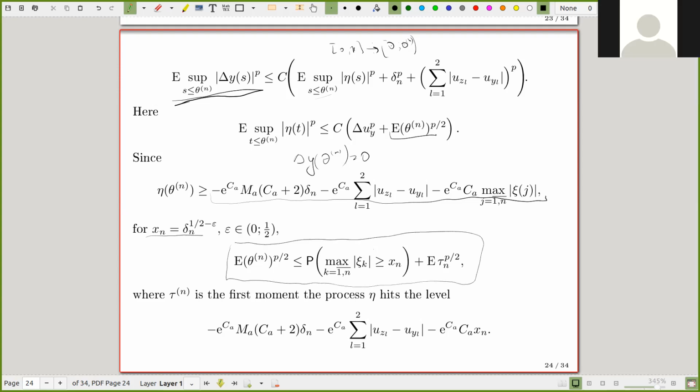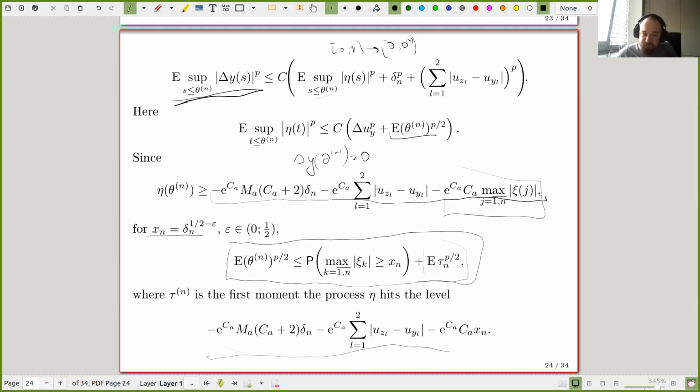This is a sum of two summands. The first one is the probability that this correction gets big, and the second summand is just the expectation of the moment the process eta hits this deterministic level, which again can be calculated explicitly. So gathering everything together, we arrive at the conclusion.